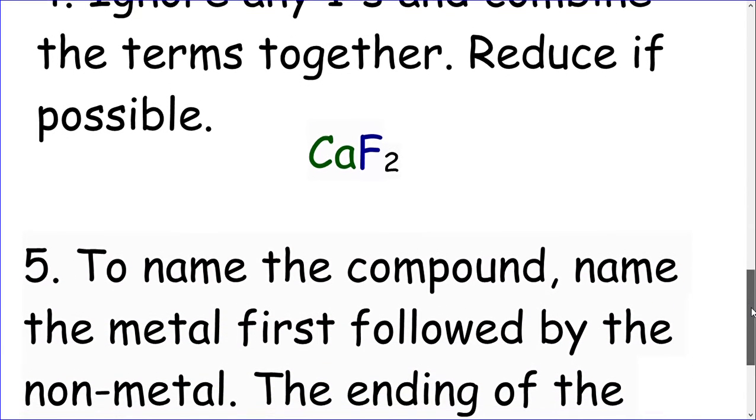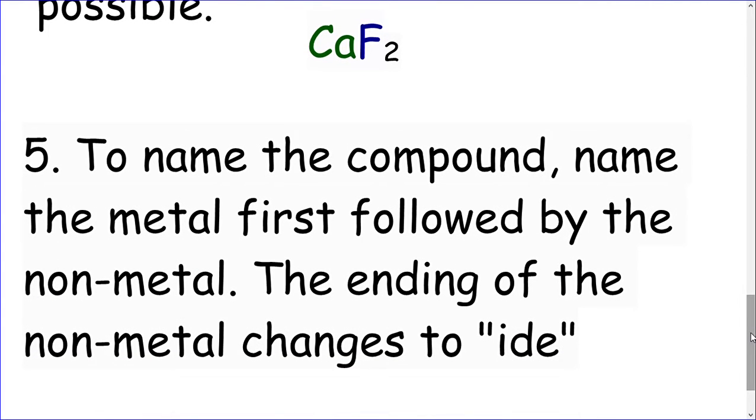Step 5, to name the compound, name the metal first, followed by the nonmetal, and then change the ending of the nonmetal from normally an "ine" to an "ide." So whenever we change things to "ide" at the end, we're indicating that it's an ionic compound, or maybe not necessarily an ionic compound, but that it's a compound, that the atom itself is changing into a compound.